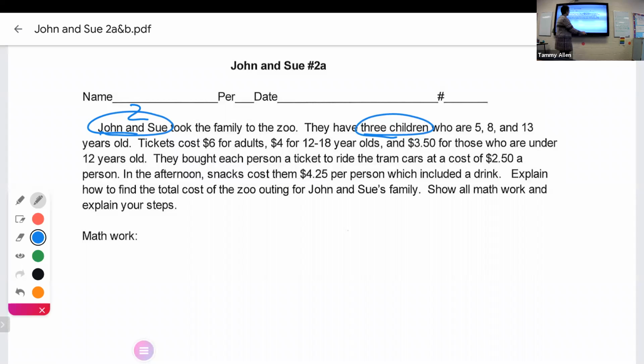5, 8, and 15. And why is that important? Because it's the age of the children. Good. 6 dollars for the adult.